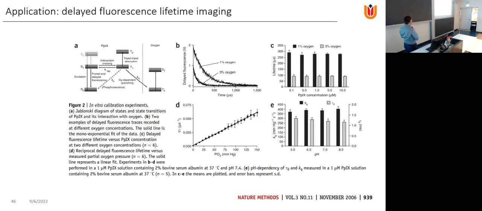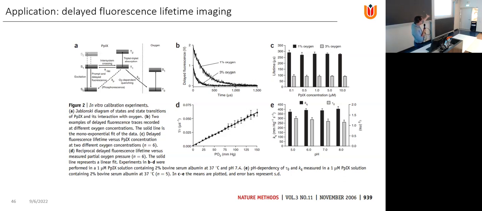This has been done in vivo, so in the kidney of the rat, if I'm correct. What you see here is the Boltzmann diagram on the left. On the right-hand side, you see time traces of delayed fluorescence. In two cases: where there is little oxygen present, so 1% oxygen in the environment, you see a strong, longer-lasting delayed fluorescence signal. And when there is a lot of oxygen, that fluorescence signal is quenched.